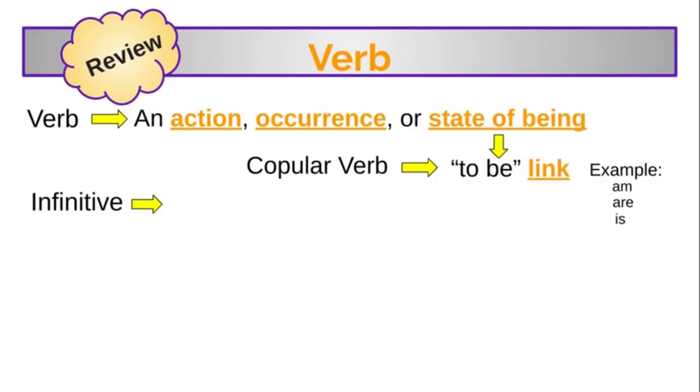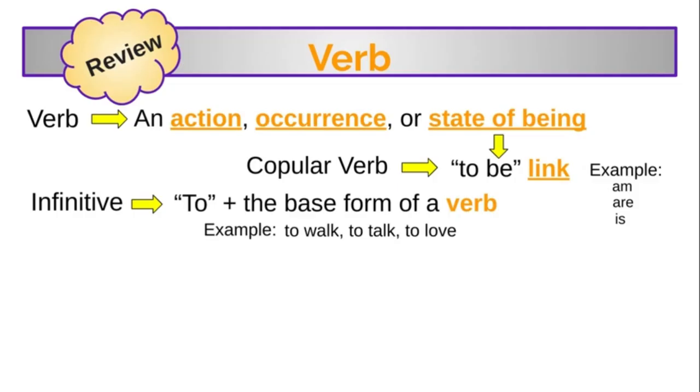An infinitive is the word to followed by the base form of a verb. For example, to walk, to talk, to love. These are all examples of infinitive verbs. It's simply the word to followed by the base form of the verb.